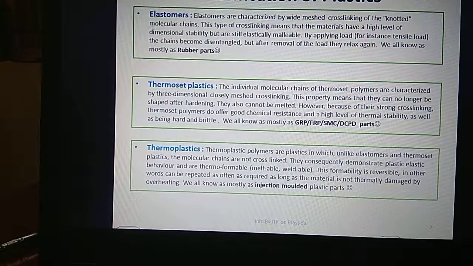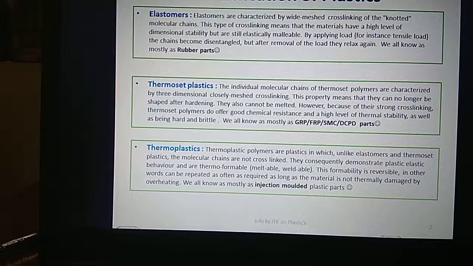We all know them mostly as injection molded parts. Other examples are blow molded parts and roto molded parts. These are all examples of thermoplastics. In these processes, we mostly use thermoplastic material.